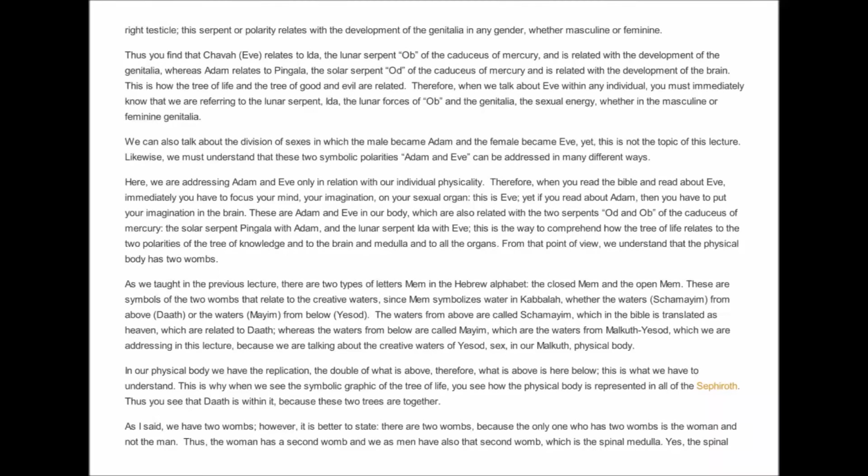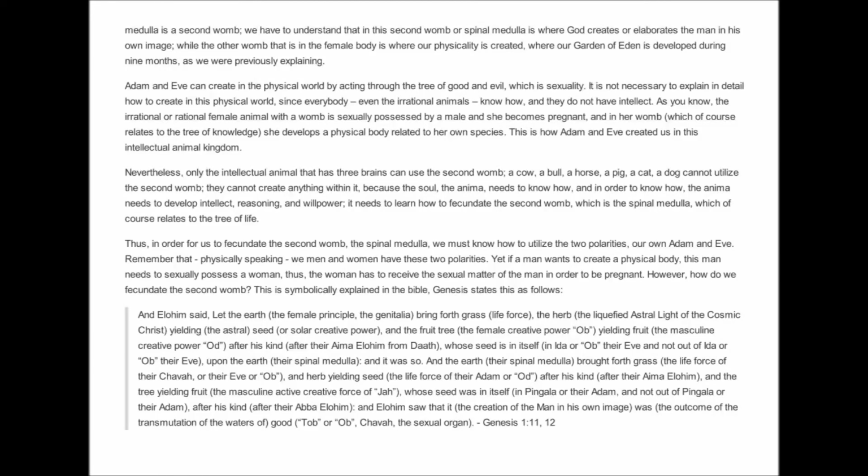So that Adam, Tob, good, relates to Pingala, to that part of ourselves that develops the brain, understanding all the parts of the head. And that's the serpent related to the solar forces. When we say solar forces, we are referring to the solar forces of Christ. But also the lunar forces are active in our physical body. And the lunar forces are related with procreation, with creation, together with the solar. These are the two polarities, sun and moon.